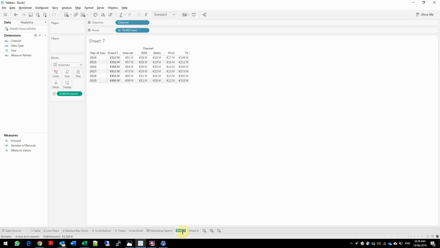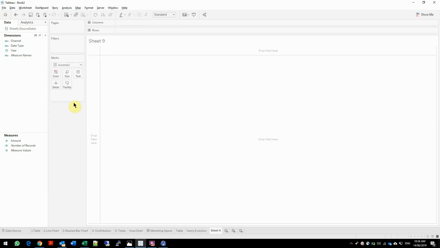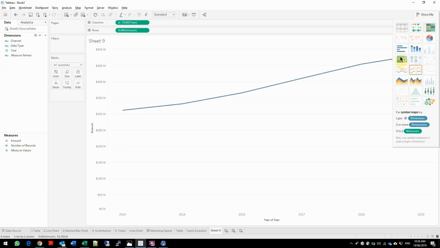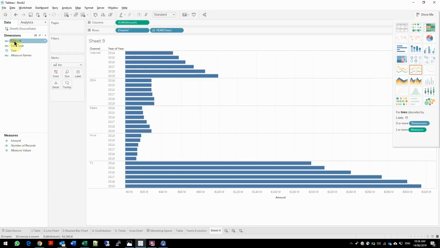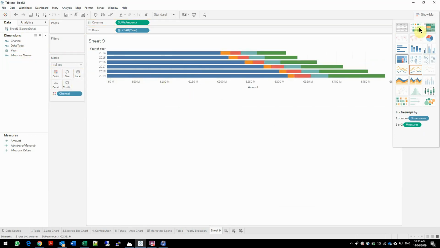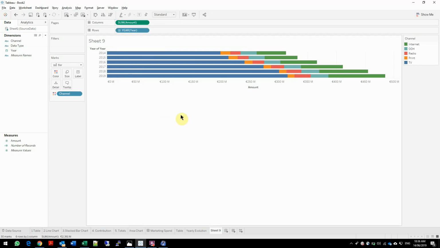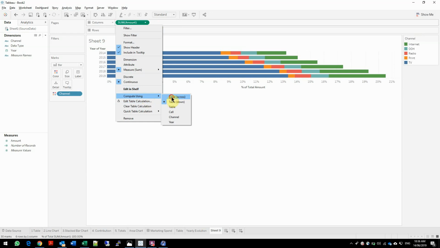I'm making a habit of renaming the sheets to a proper name. So, yearly evolution. Now I want to see the contribution of each channel in the overall yearly spend. So I want to have the channel on the color, and the amount will be calculated by percent of total calculated across the table.